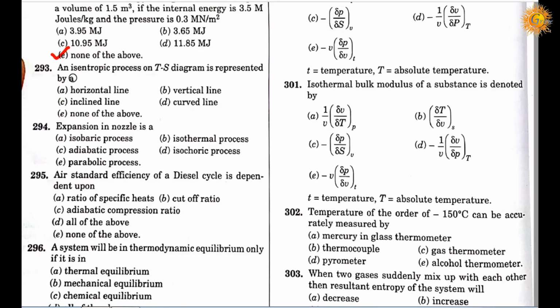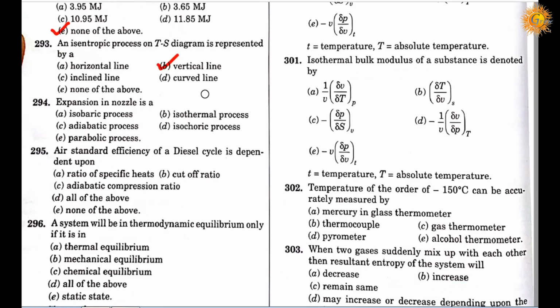Question number 293. An isentropic process on TS diagram is represented by: option A, horizontal line; option B, vertical line; option C, inclined line; option D, curved line; option E, none of the above. So the correct answer is B. It will be a vertical line.